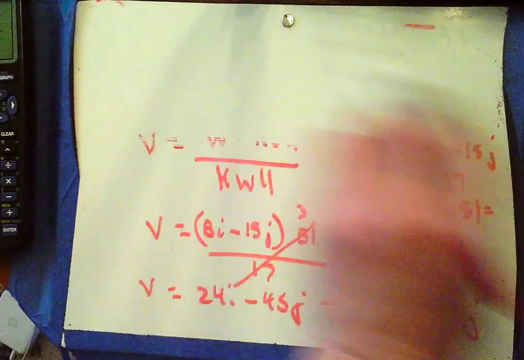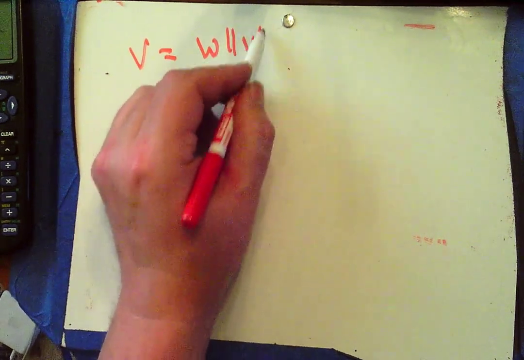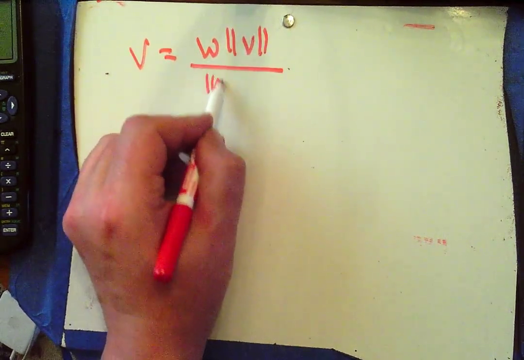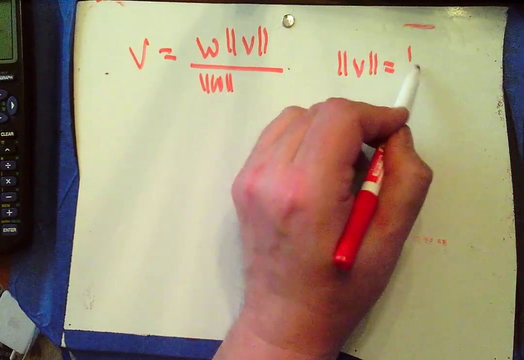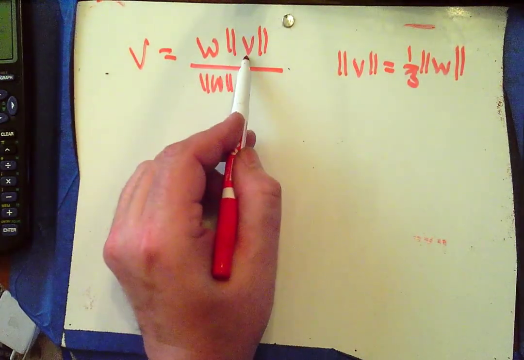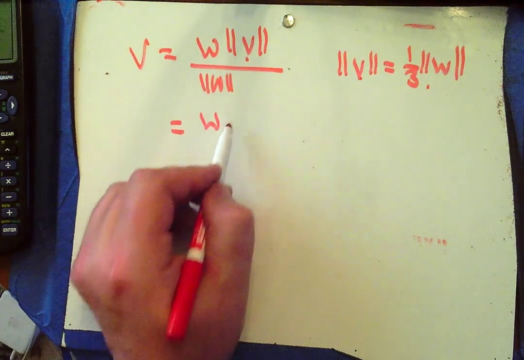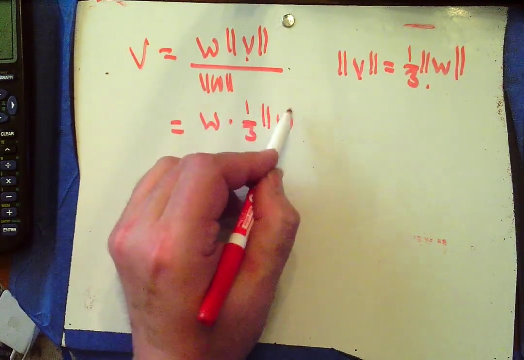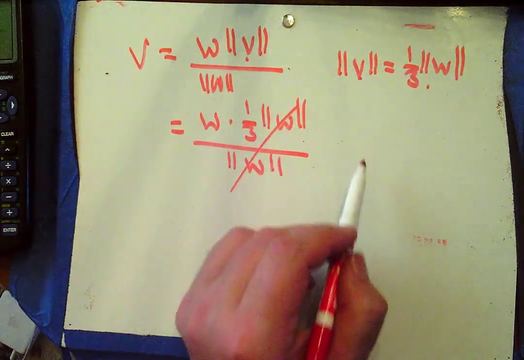All right, and part B for that problem is 1/3 the magnitude. So here, V equals W times magnitude of V over magnitude of W. And we're saying the magnitude of V equals 1/3 the magnitude of W. So I'm going to replace this with that, and then I'm going to have W times 1/3 magnitude of W over magnitude of W. And I see those cancel.